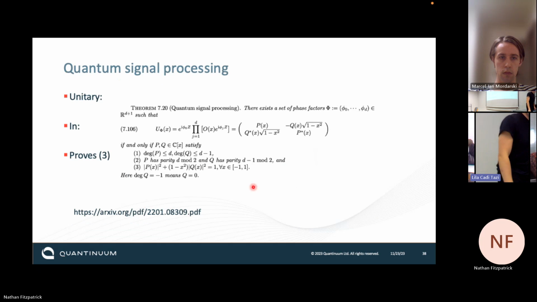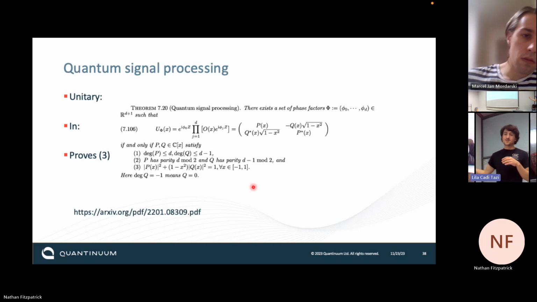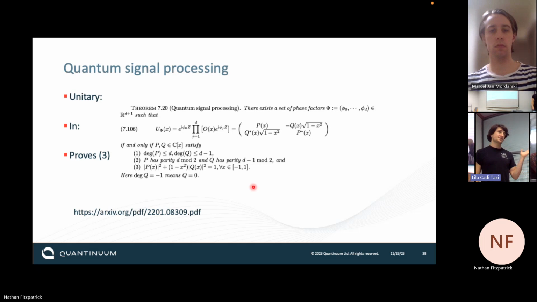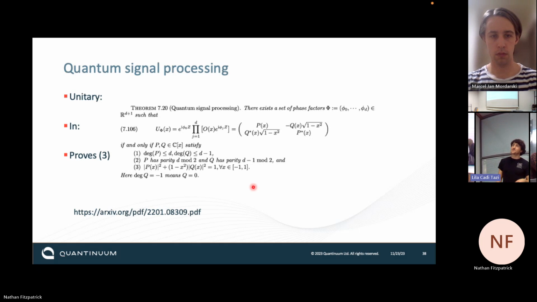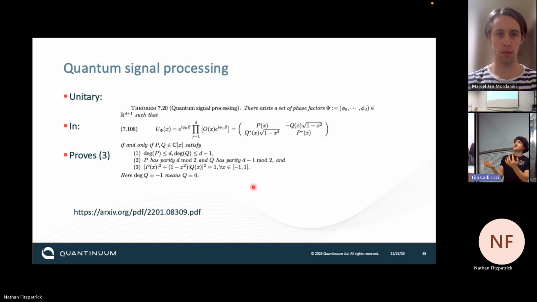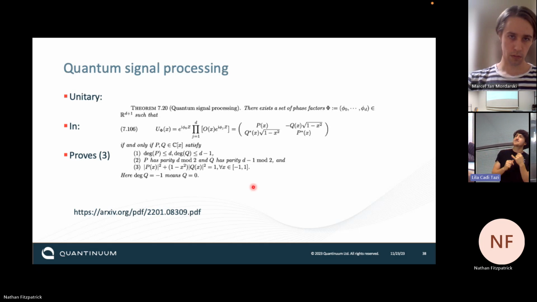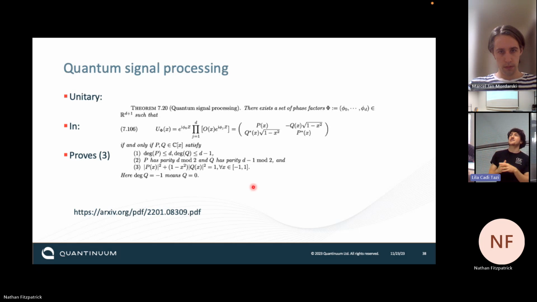Okay, I don't know if maybe I can skip this, but this is the quantum signal processing. It's obviously not intuitive that these rotations will give you any polynomial. So the quantum signal processing theorem says that there exists a set of phi's that give you a degree D polynomial approximation, with these three caveats.